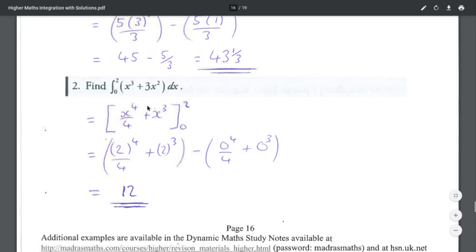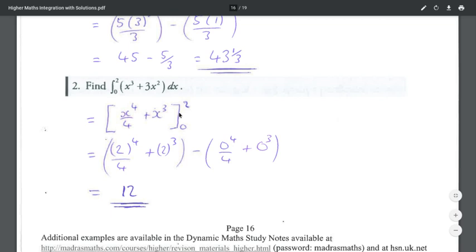Right, let's have a quick look at number 2. So find the integral between 0 and 2 of x cubed plus 3x squared dx. So again, I integrate, just as we have been doing. We do not need a constant of integration when doing a definite integral. A definite integral being when the values are there on the integral sign.